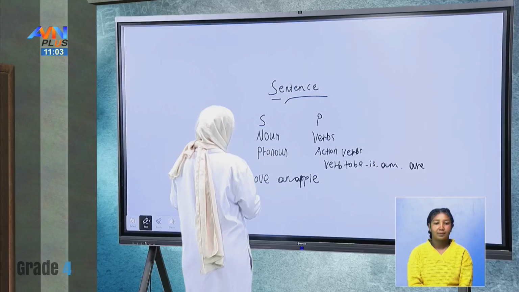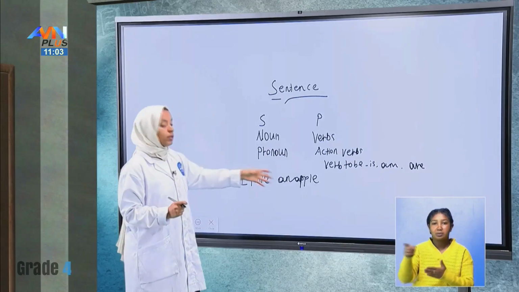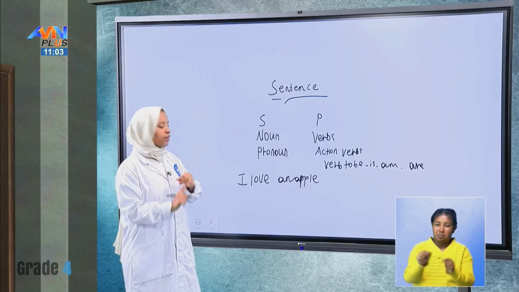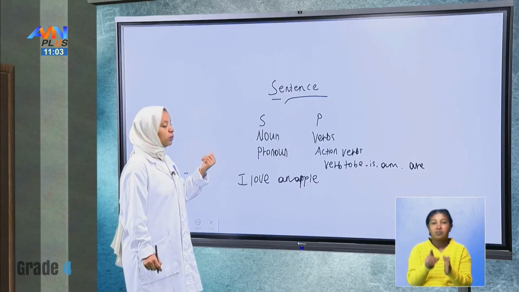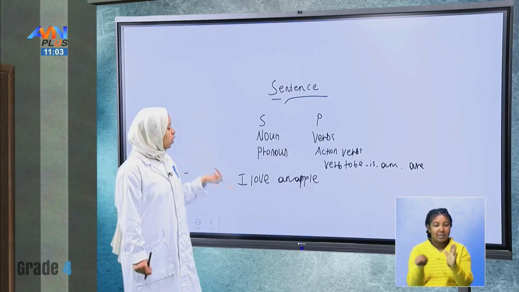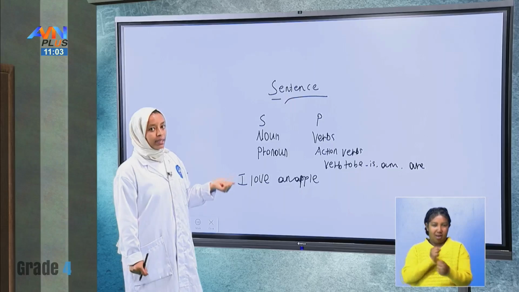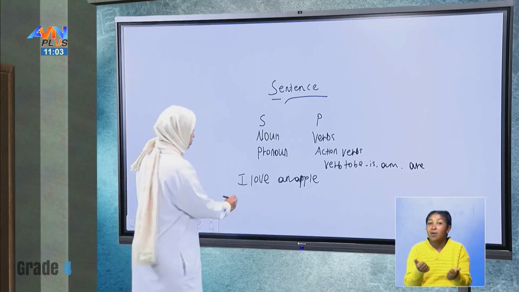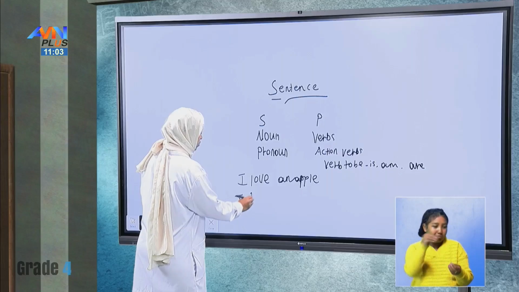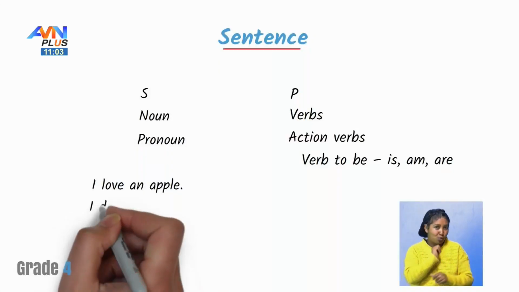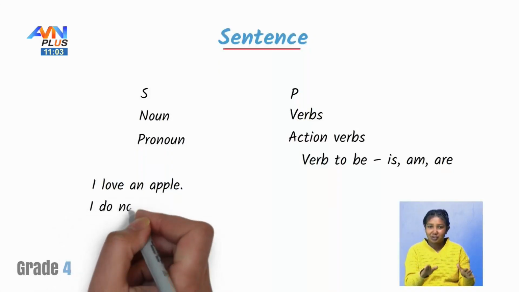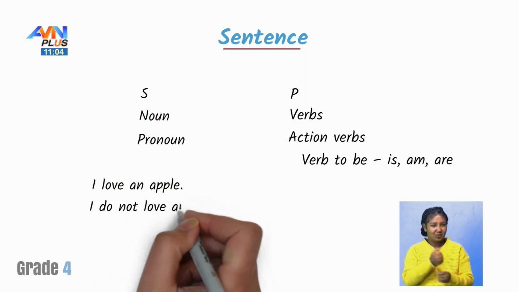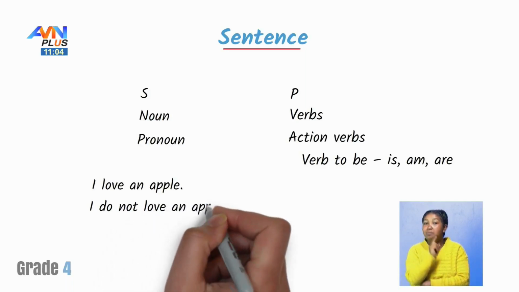So this is a simple sentence. We can change it to interrogative and negative. Let us start with the negative form. I love an apple. What can I use? I can use don't. I do. So to make it negative, we can use what? Not. I do not love an apple.